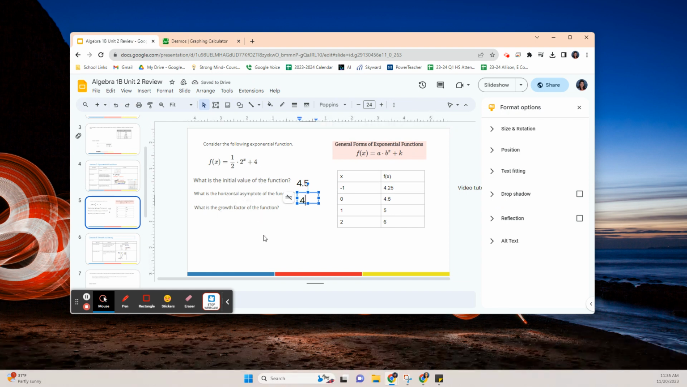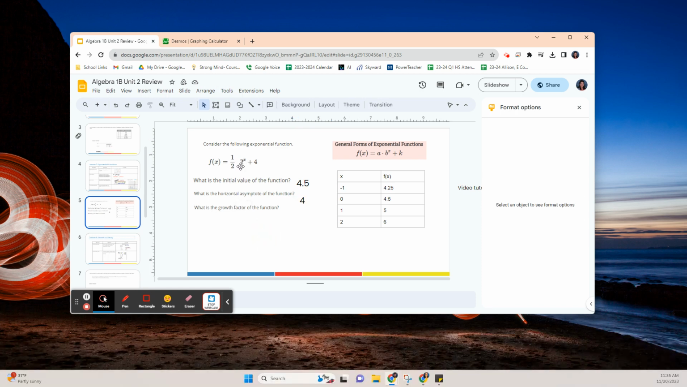And then our growth factor of a function is going to be your b. So the growth factor here, 1/2 times 2 to the x, or a times b to the x, it's going to be that b. So our growth factor here is 2.